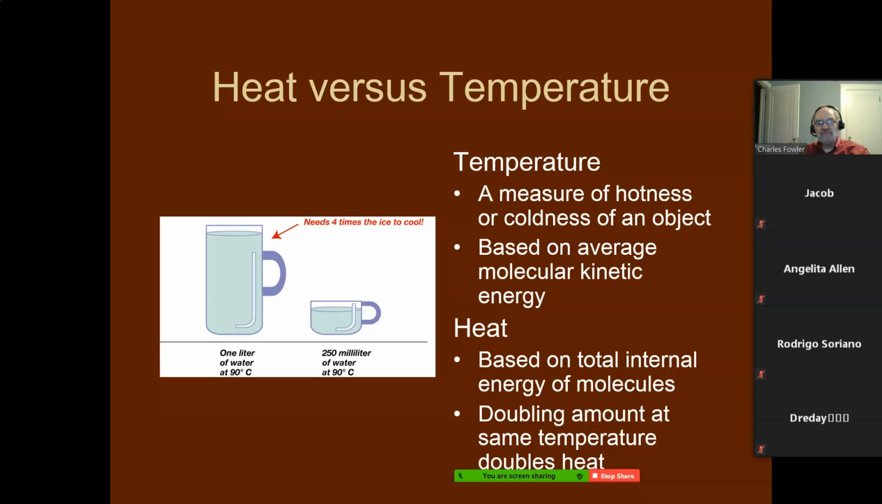which has the most energy? That bathtub. Just a little flick of ice in that thimble and it's going to drop the temperature like crazy. Put a little sliver of ice in the bathtub, you won't even notice it.